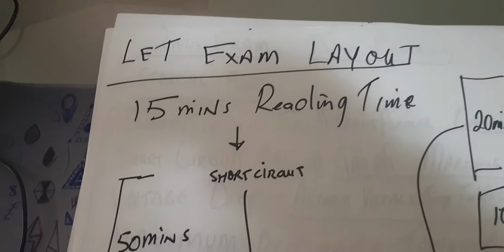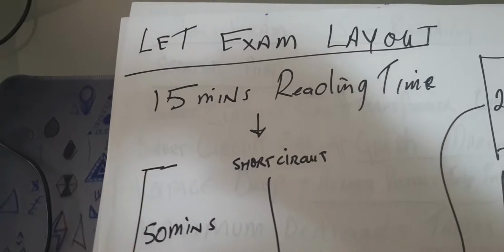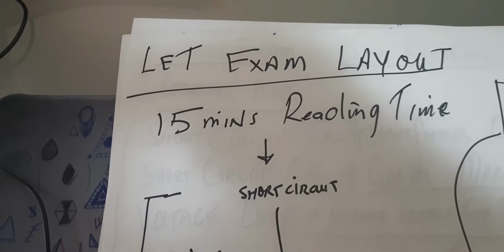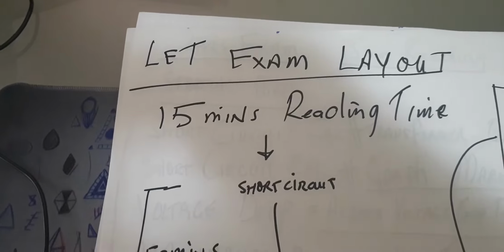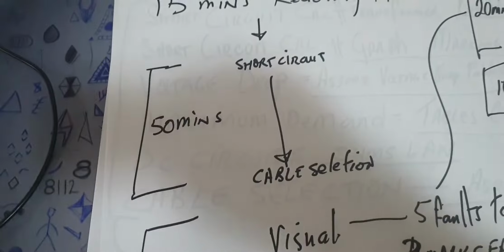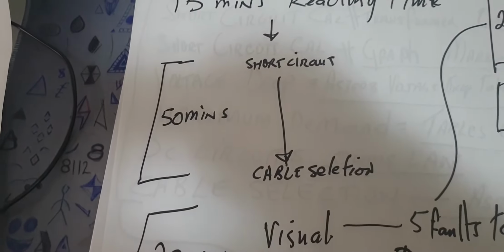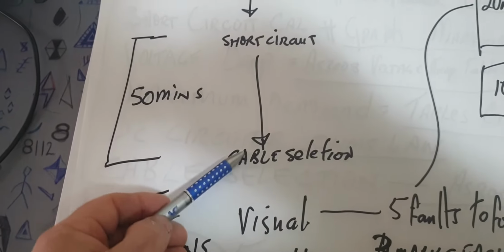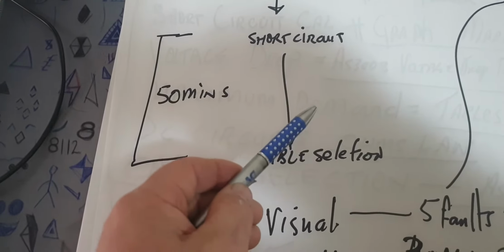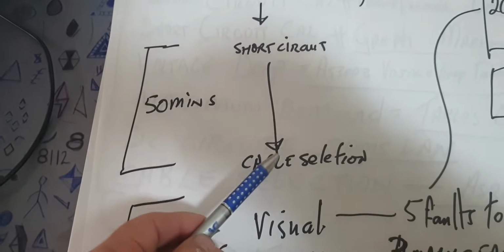So the LET exam has 15 minutes reading time. In that reading time, I would ask the assessor, can I highlight the questions I need to, and work your way through highlighting what you need to do. The next thing is another 50-minute window to do all the main questions that give you the bulk of your marks. I'll go from the simplest question, which is short circuit, down to cable selection. I'll talk about what you need to do in that 50 minutes, because that's your starting point, from short circuit down to cable selection.